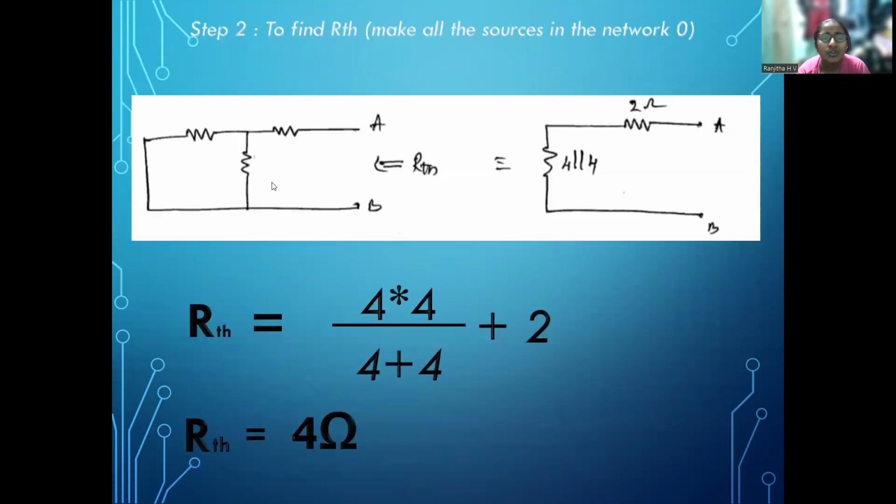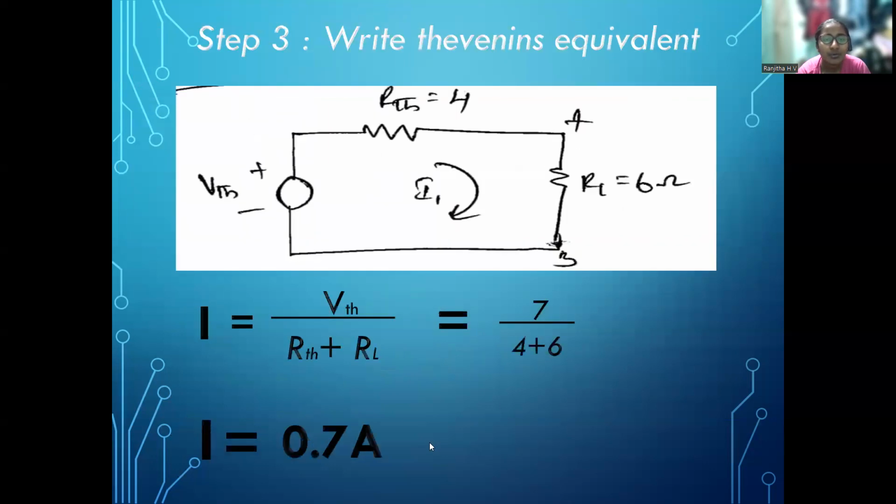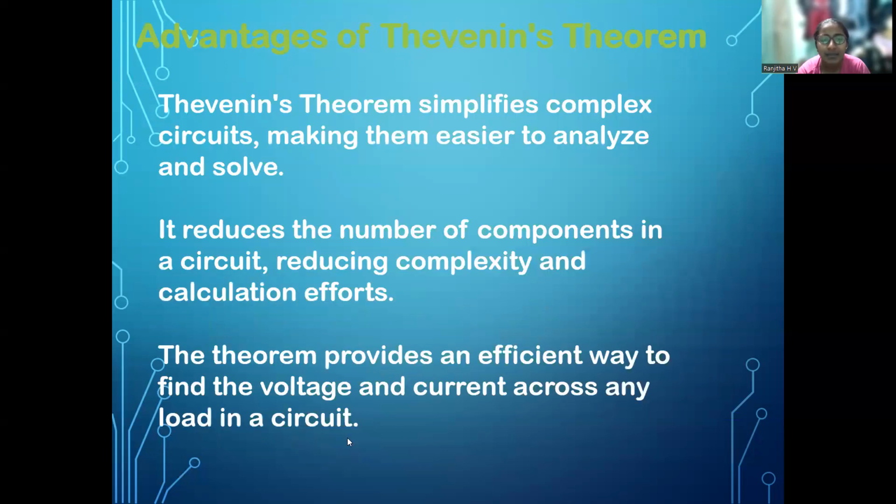In step 2, to find the RTH, make all the sources in the network zero. Then RTH is equal to 4 into 4 divided by 4 plus 4, plus 2. Then RTH is equal to 4. Write the Thevenin's equivalent, then I is equal to VTH divided by RTH plus RL. The VTH is 7, RTH is 4 and RL is 6. Then we get I is equal to 0.7 ampere.